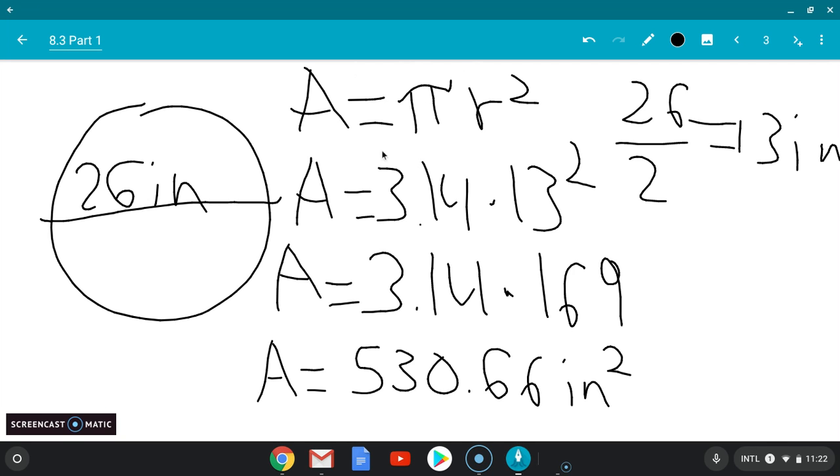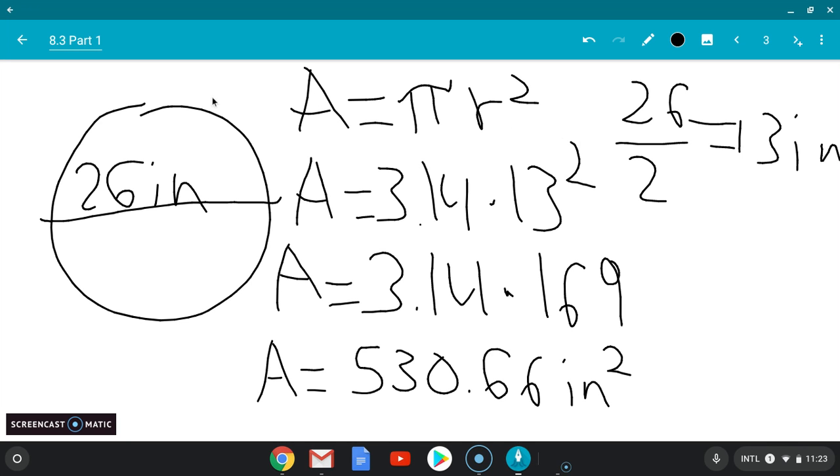Okay, so that's what you're going to do if you're given the diameter of the circle. Before you plug your numbers into your formula, you have to find your radius. You're just going to divide that given diameter by 2, right? Because the radius is always half the diameter. So in this case, we did 26 divided by 2, got 13. Then we were able to use our formula.